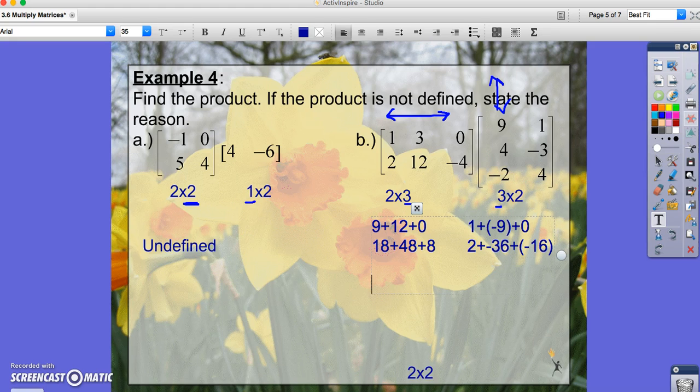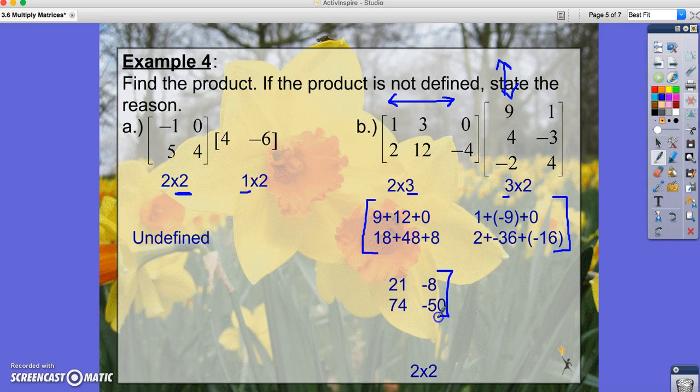Let's see what we get. All right, so let's write a final answer for 2 by 2. We get 21, minus 8. Then we get 74. We get a 50. That's my final answer. It's my 2 by 2.